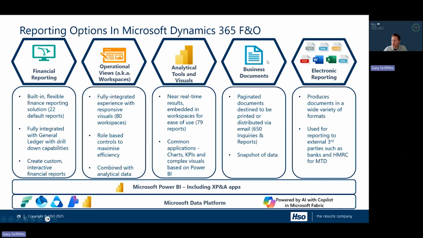We also have business documents in here. So this is our classic SSRS type of reports. We did an analysis of these this week, and there were about 650 inquiries and reports as standard. So it might be a customer statement, an aged debtor balances report, or a trial balance inquiry, but we've got 650 of those available as standard. Again, it stops you having to do all of this reporting outside of the tool in Excel. We've got all of these available.